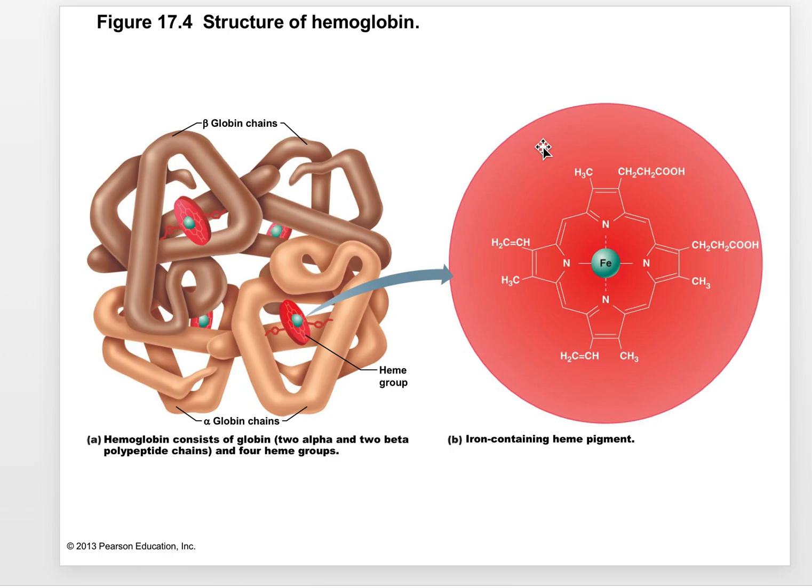The structure of hemoglobin. There's two alpha and two beta polypeptide chains and 4 heme groups. The heme groups contain iron, so there's 4 molecules of iron within the hemoglobin, and this basically forms the structure of hemoglobin. Remember there's 4 iron molecules in the hemoglobin.